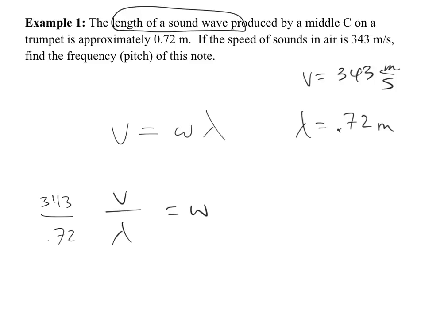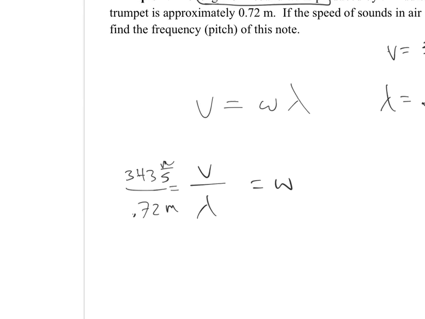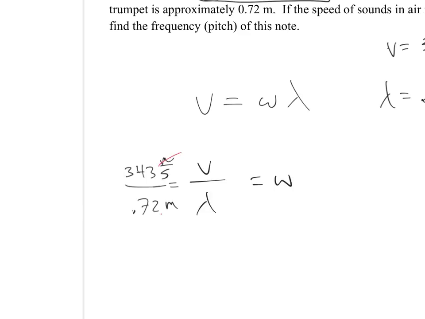343 over 0.72. Now, if I think about units, my units here are meters per second, and my units here are meters. Wavelength is a length, measured in meters. So I get an answer, but what are the units of that answer? Meters definitely cancel, but what are the units going to become? Marilyn, what do you think? It's not seconds, but it's close. Angie?